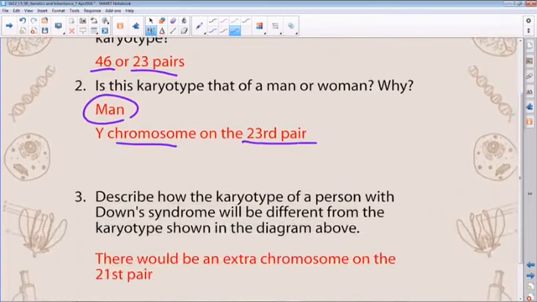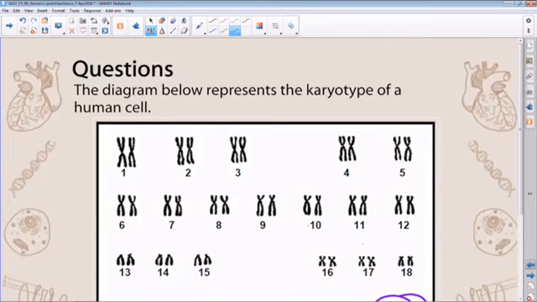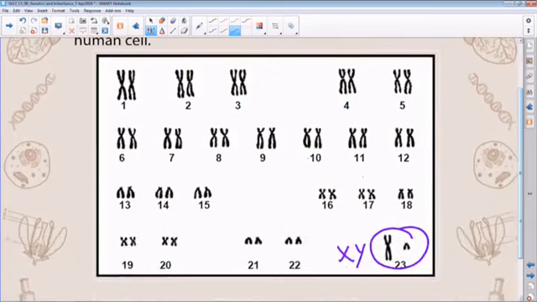The next one, does this karyotype person have Down syndrome? No, it does not. And why not? Because it doesn't have an extra chromosome on chromosome pair number 23. If this child had Down syndrome, on the 23rd chromosome there would be another X there. Okay, you'll see it immediately. Trust me. Okay, next one.